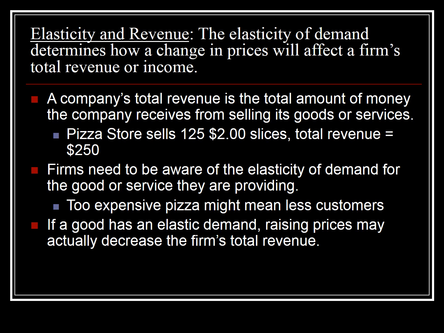All right. So if a company's total revenue from selling 125 slices of pizza is $250, that's calculated by the number you sell times the price. So 125 slices sold at $2 a piece, your total revenue is $250. So you have to be aware of your elasticity of demand for your good or service that you're providing.